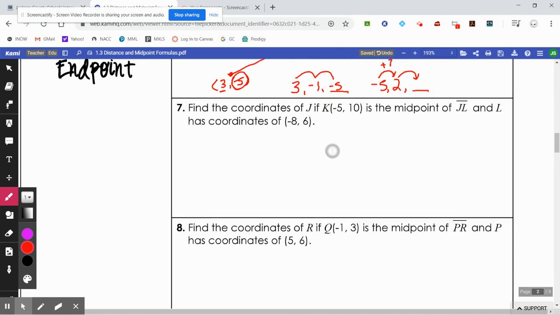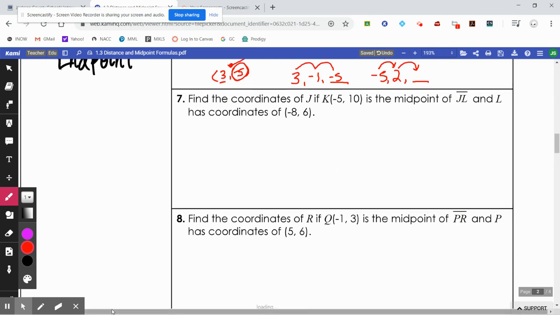Now the next one I'm going to work without actually drawing. It says find the coordinates of j if k is -5, 10 and the midpoint is at -8, 6. So we have an endpoint at -5, 10. We have a midpoint at -8, 6. And we're asked to find the other endpoint.